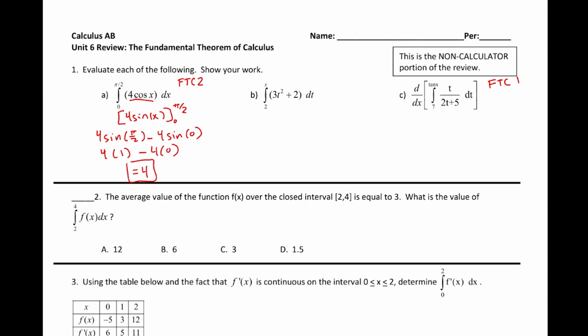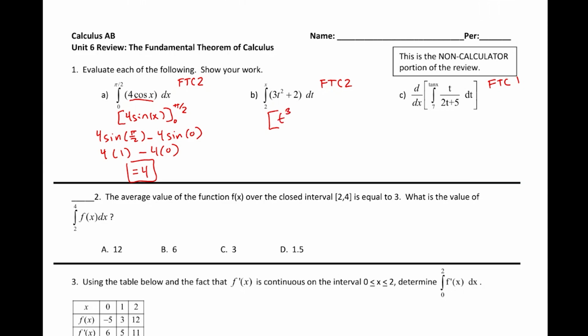Part B really is going to be the second part of the fundamental theorem. We're just going to use the antiderivatives to evaluate this. Now we're going to have to plug in x here. Well, you'll see exactly what happens. So the antiderivative of 3t squared plus 2 is going to be, not 6. No, we're not doing derivatives. We're doing antiderivatives. Sorry about that.